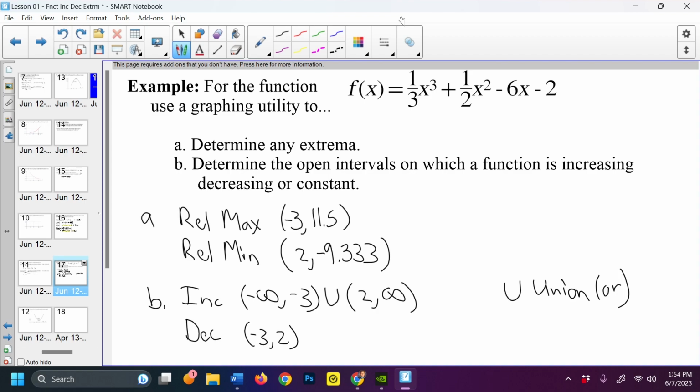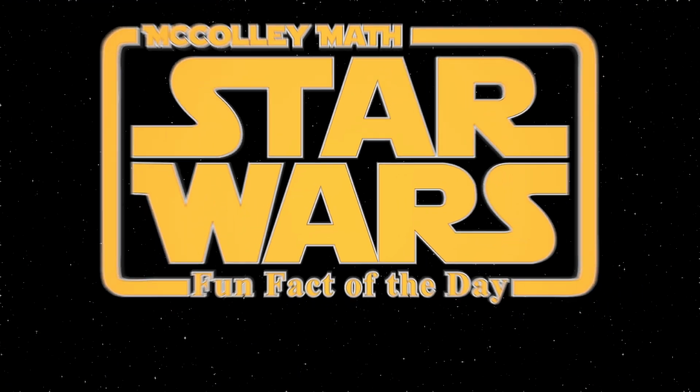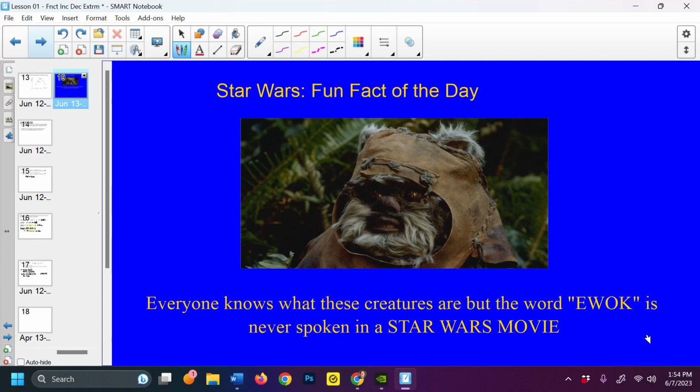All right there, folks. That seems like that's all I have. So the Star Wars fun fact of the day. Everybody knows what these creatures are, but the word Ewok is never spoken in a Star Wars movie, at least so far.